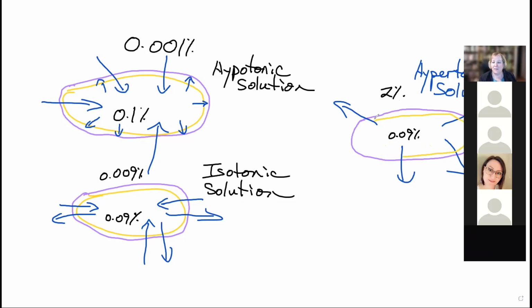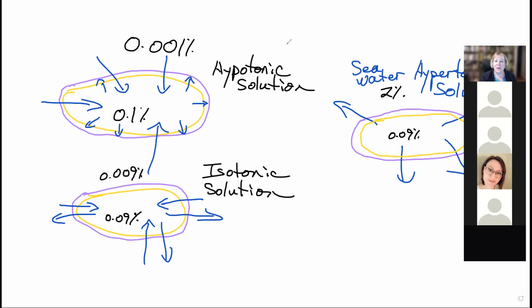So seawater is about a 2% solution. So I'm going to put seawater. Actually, I think I'm wrong. I think it's 0.2. No, I think it's 2%. Don't quote me. Anyway, if you're going to live in the ocean, you've got to be adapted to that.